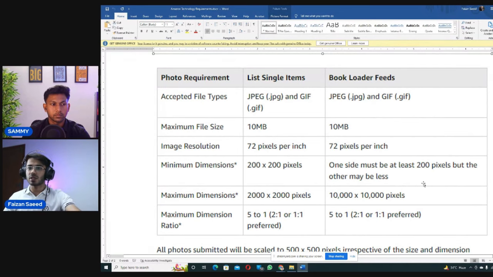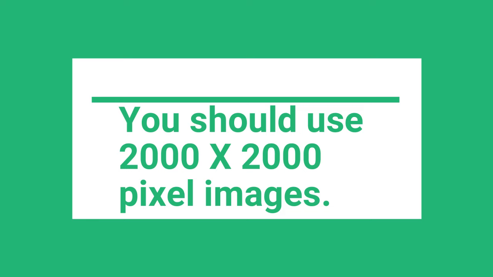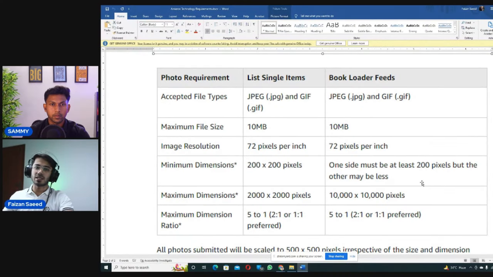There's also an important thing I would like to mention. When your image size is less than 1000 by 1000, you won't see any magnifier over it, where you can click and zoom to see the details of the image. So you should use a 2000 by 2000 image, so that we can click and see the magnification of the product. It's better to use the maximum resolution allowed by Amazon.